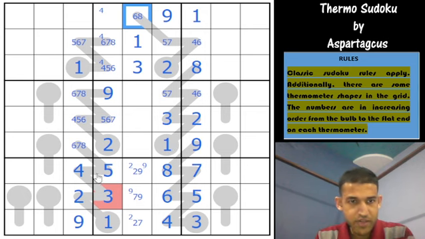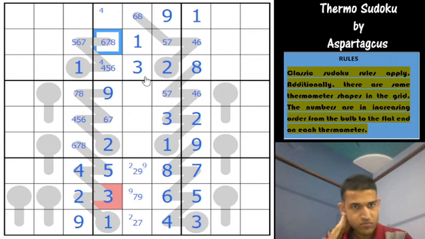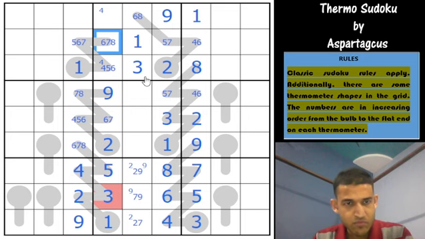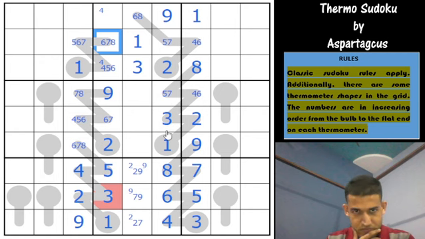Okay. 5 is removed by classic. So this is minimum 6. So that's minimum 7. That's not a 4. What am I missing here?